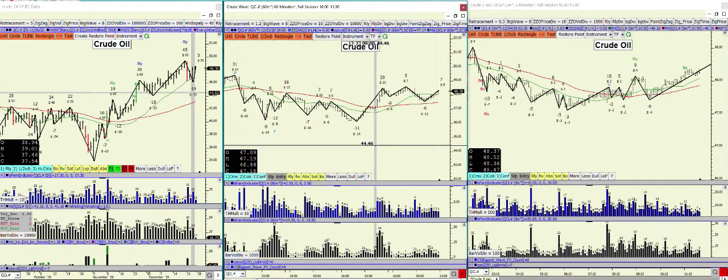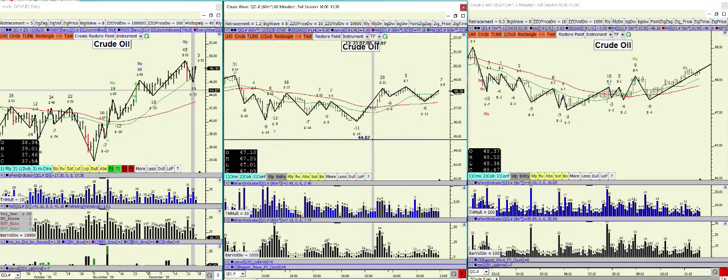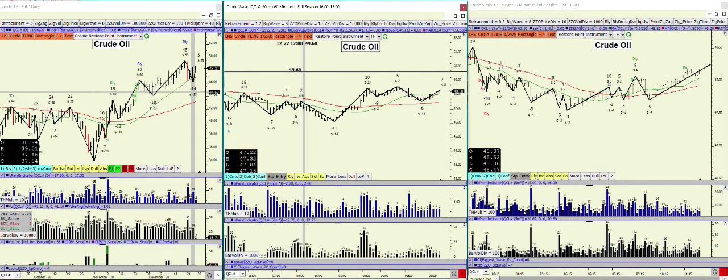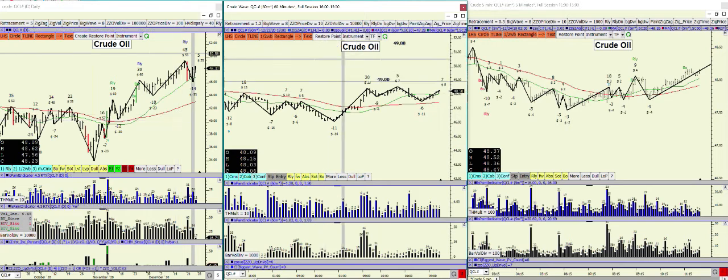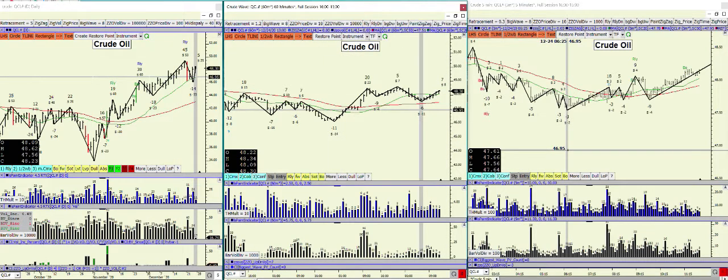So, crude oil. The first thing you're going to notice is I have the daily on the left, the middle is the hourly, and the right hand side is the 5-minute.